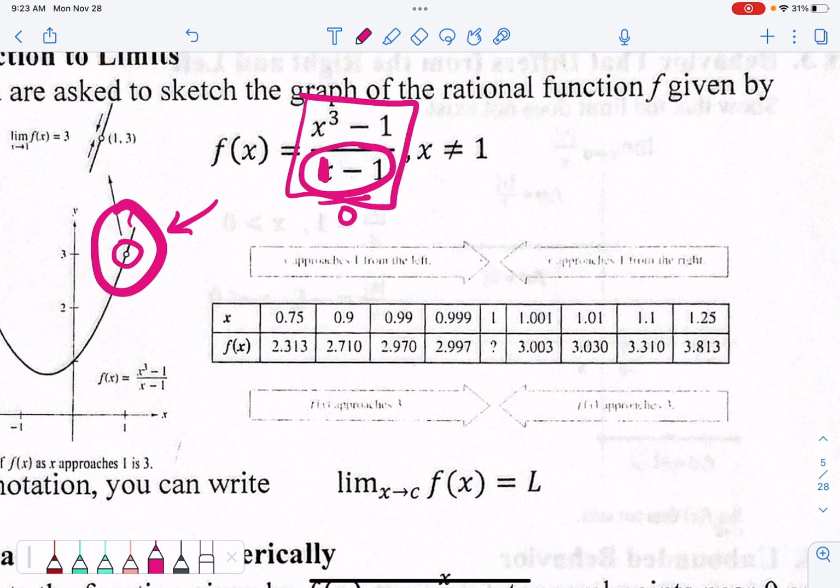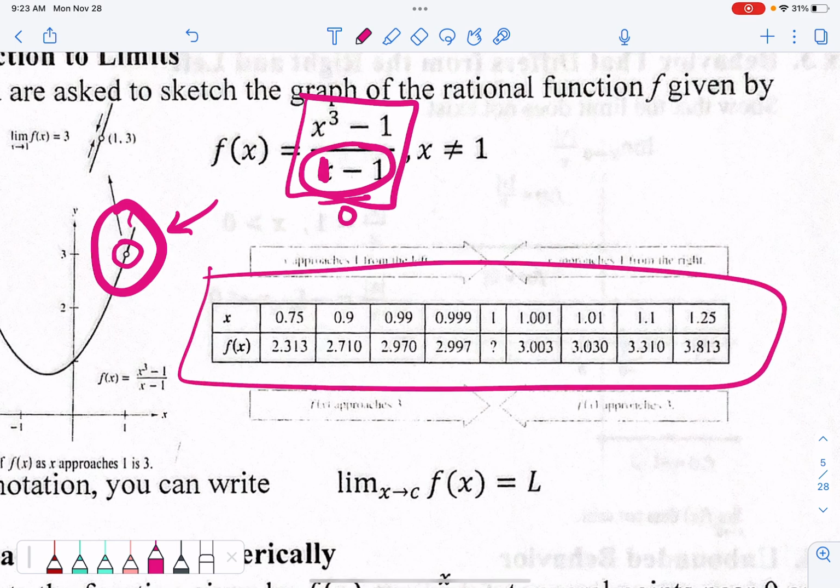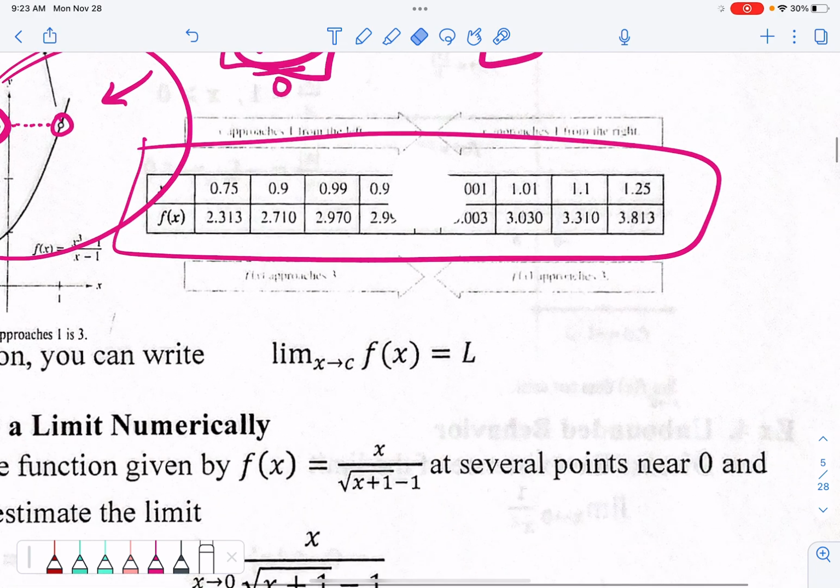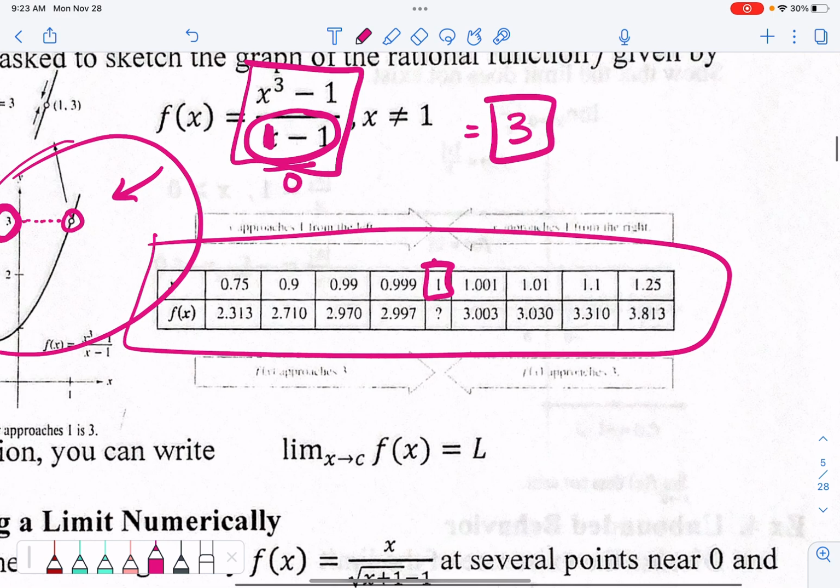So what I do is I either look at the table or I look at the graph, okay? The graph here says, I'm looking at this dot right here, if there wasn't a hole here, what would the y coordinate be? I'm guessing the limit's going to be 3, okay? But let's look at the table now, okay? So 1 is the value that we're looking at, right? And we know that we cannot plug 1 in for x because we end up with division by 0. We can't do it, right? So that's why they put a question mark here.